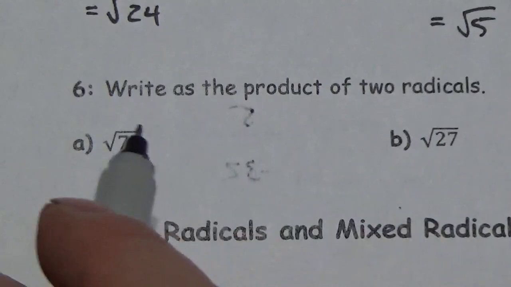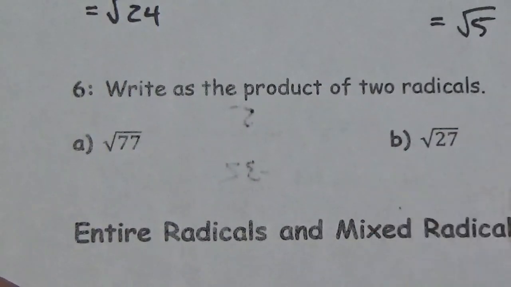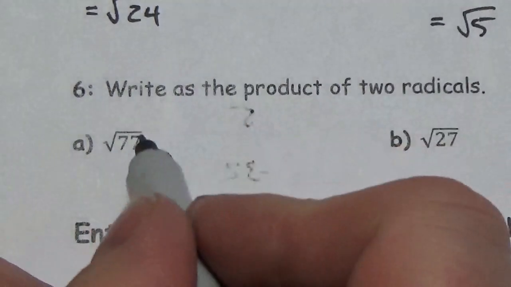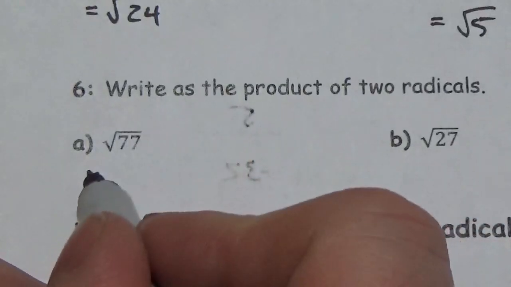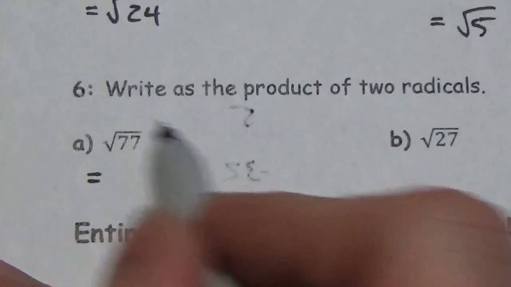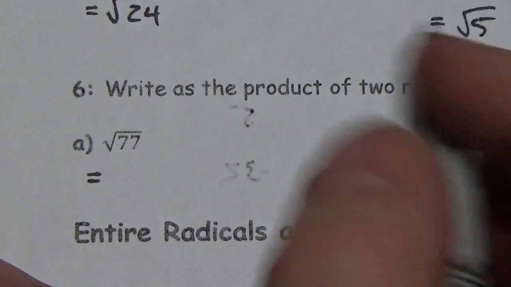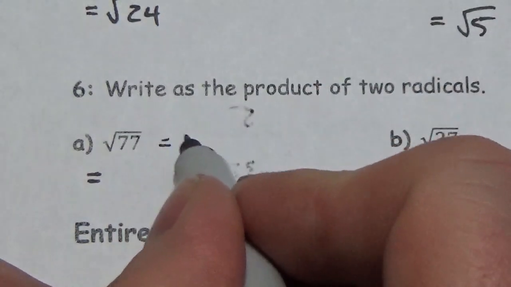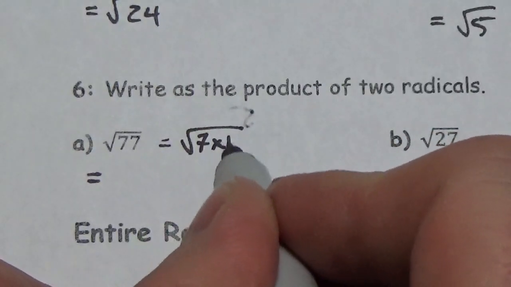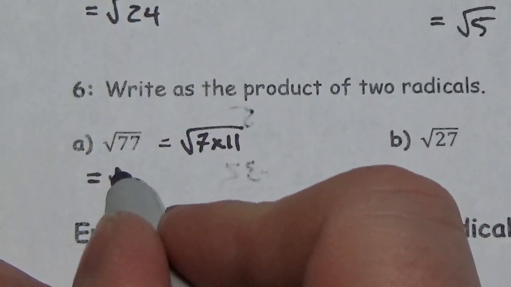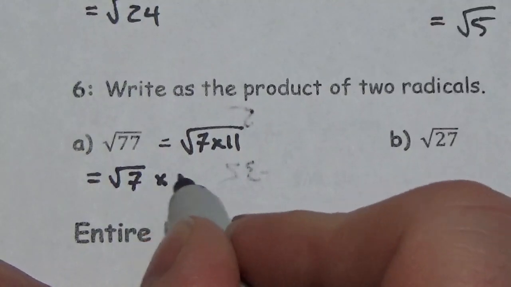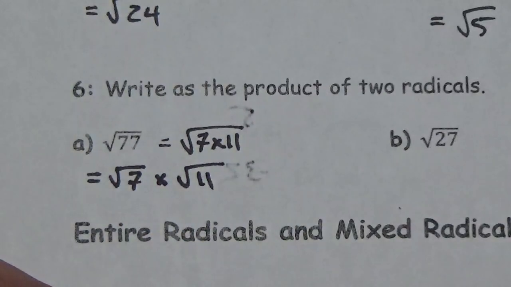So this question wants us to write the following as the product of two radicals. Well, let's take a quick look at this. 77, I have to think, what numbers can I break 77 up into? Because it's repeated, I can tell there's an 11 in there, so it's got to be 7. This has got to be the square root of 7 times 11, which means this would be the square root of 7 multiplied by the square root of 11.